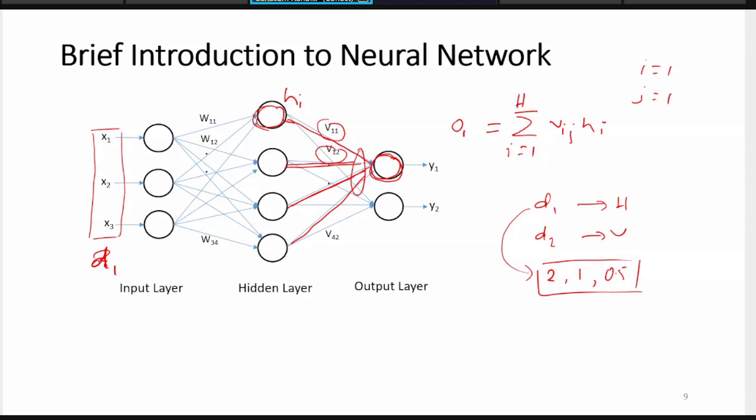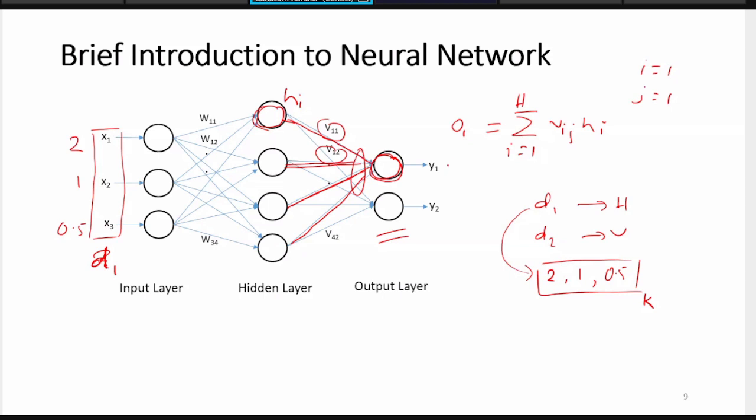This vector is what I'm going to give as input to my neural network. 2 will be given here, 1 will be given here, 0.5 will be given here. Then how many nodes you will need in the input layer depends on the dimension of your vector. If your vector has dimension k, that means you have k nodes in the input layer.